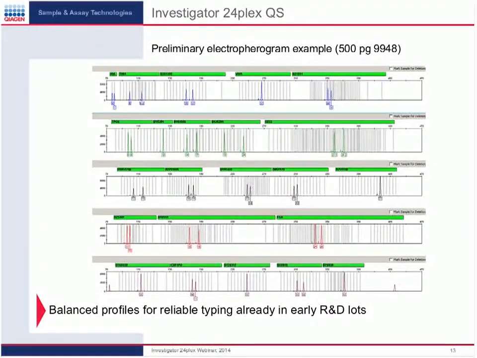This preliminary electropherogram that you can see here is the result of the PCR done with 500 picogram template DNA of 9948. And what you can see is that you have a very balanced profile throughout the colors and throughout the markers. And you can see here at the front, this is the QS1 sensor, and at the high molecular range, this is the QS2 quality sensor.